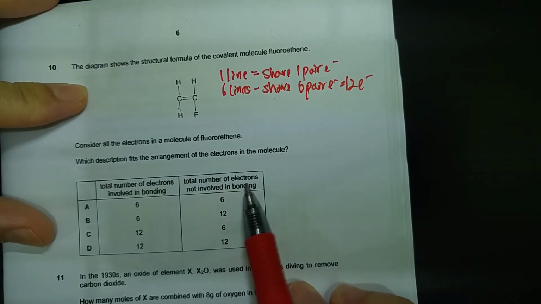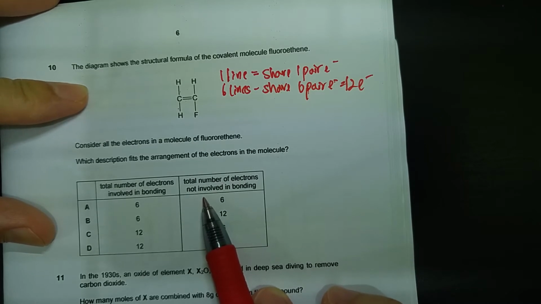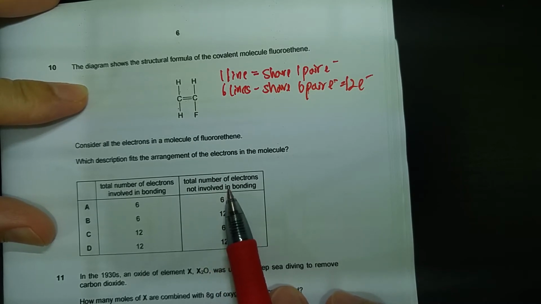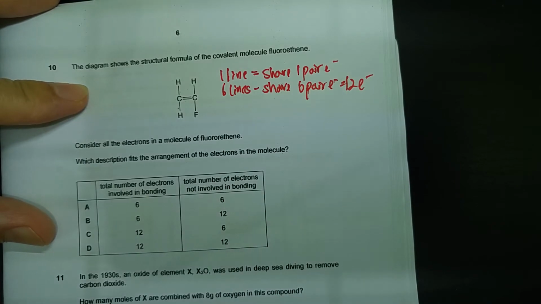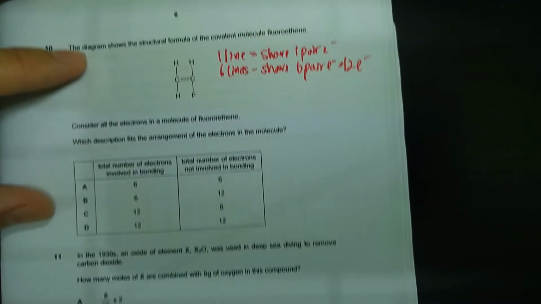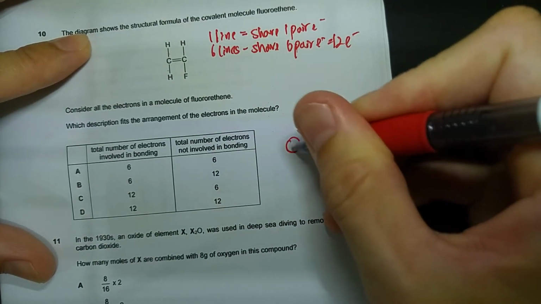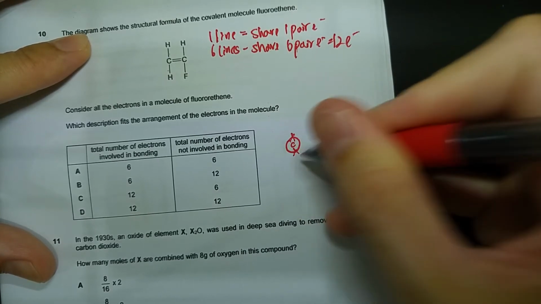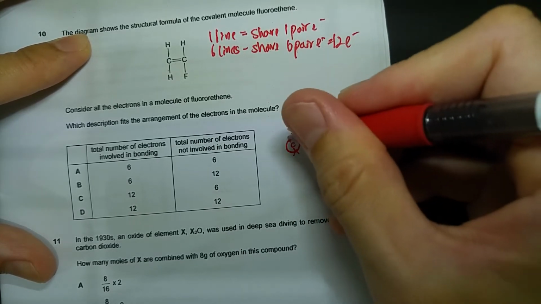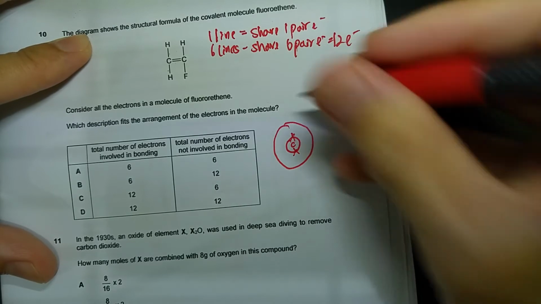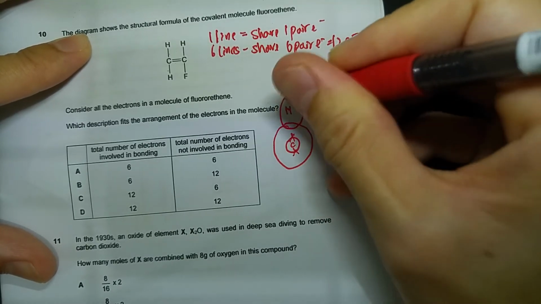How about the total number of electrons not involved in bonding? Now in this case, if you want to find out the total number of electrons involved in bonding or not involved in bonding, you have to draw out the dot and cross diagram, which is quite massive. So if you look at carbon, you have something like that, and then hydrogen.